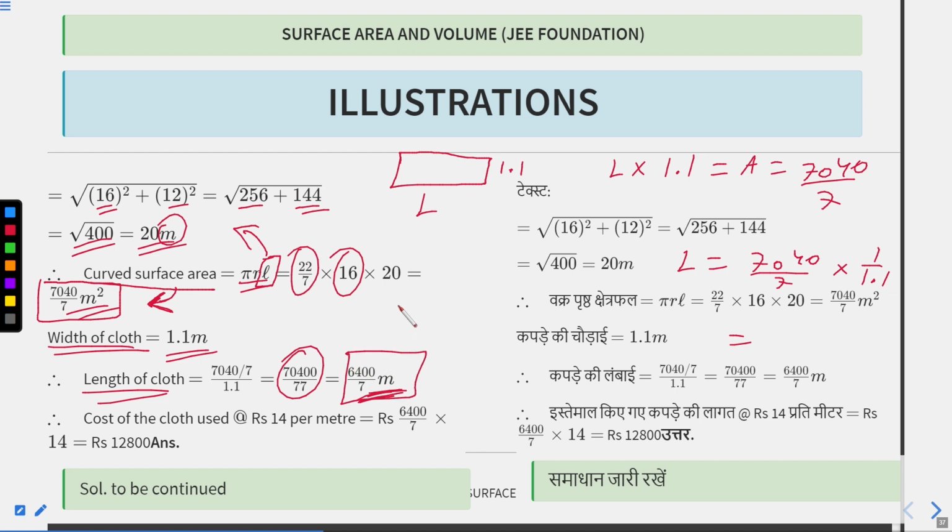Now we know for every meter the cost is 14. So for this much of meters, we will just multiply by 14 and get the total cost of the cloth. So the total cost is 12,800 rupees. Okay, I hope this is also clear. So let's move to next.